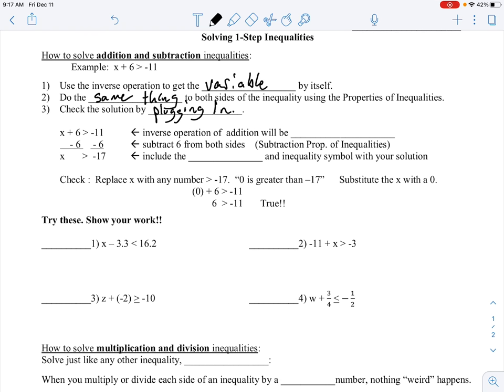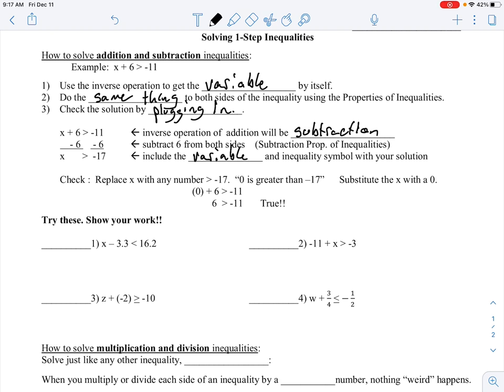Just like before, the inverse operation of addition will be subtraction. So we're going to subtract 6 from both sides. That's the subtraction property of inequalities, which is the same as the subtraction property of equality. We're just using them in inequalities this time. We want to include the variable and the inequality symbol in our solution.